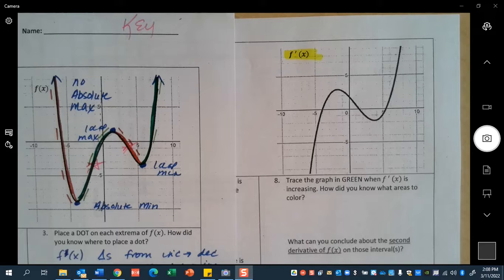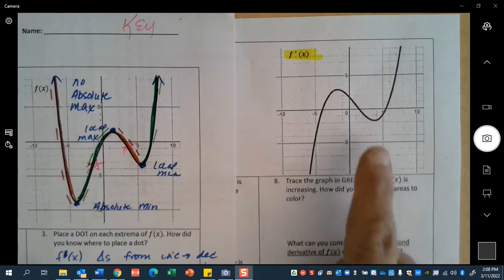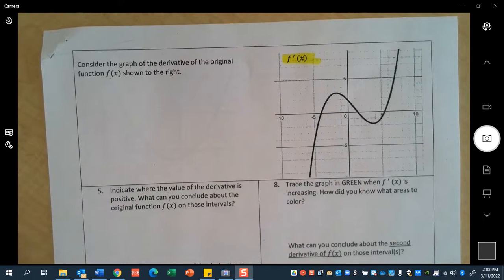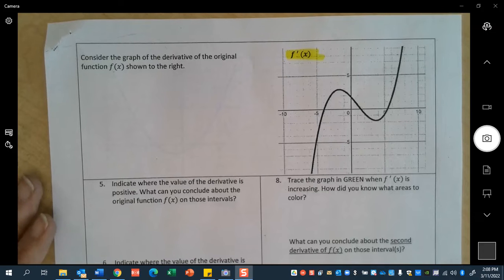Okay. Take a look at both graphs. Do your dots match up with the zeros? So it's kind of interesting when you can look at this is the derivative of this graph. Okay, let's go ahead and just consider this graph. Indicate where the derivative is positive. What do you conclude about the original function on those intervals?